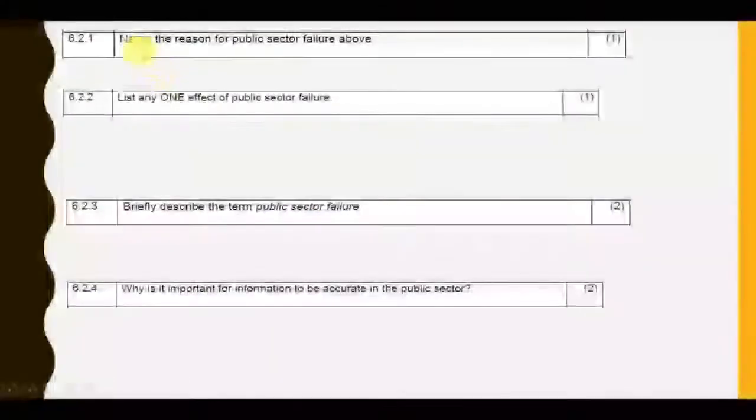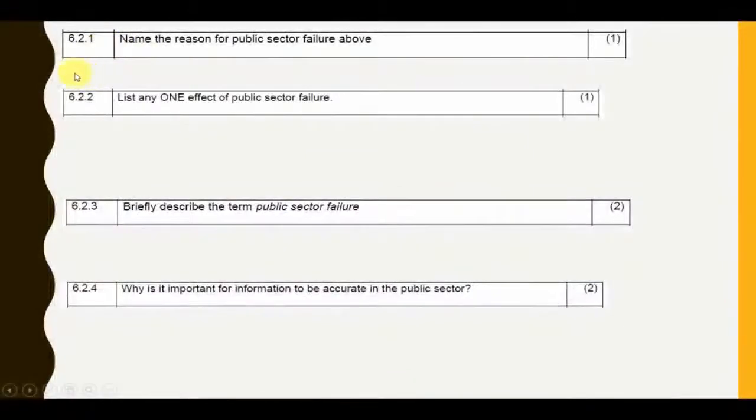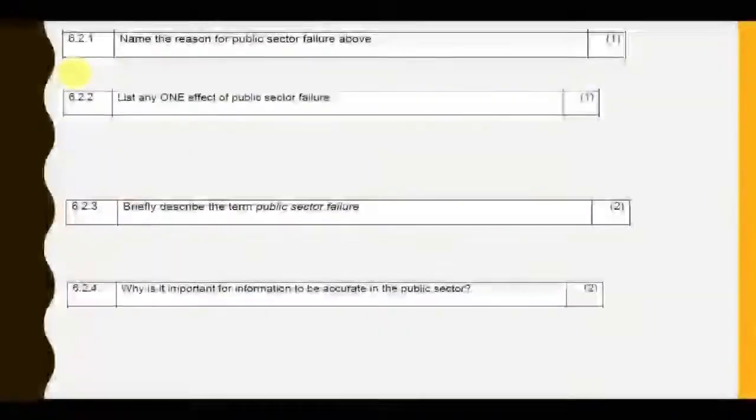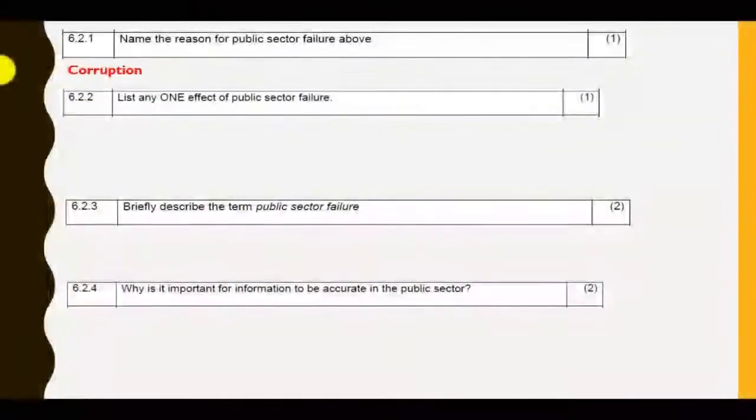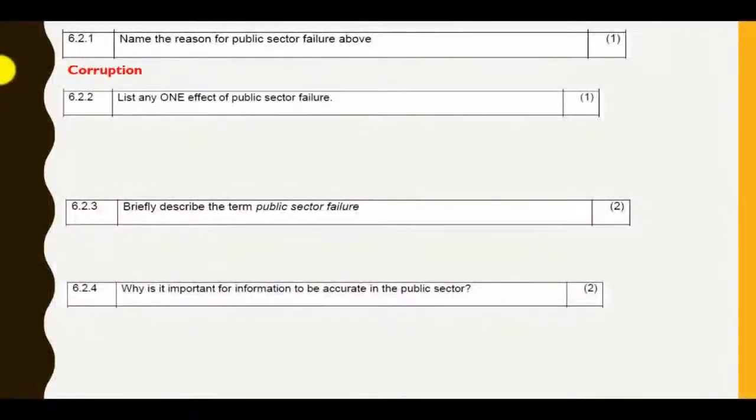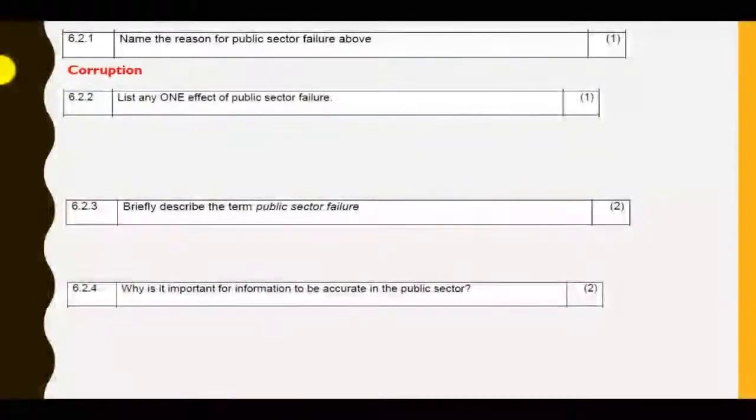So you need to think, who gave these guys the keys to the bank vault? I mean, you don't just walk into a bank vault or a vault in a company. So someone must have given them the keys. So therefore, the answer is corruption. Let's move that out the way. There we go. Right. What is one effect of public sector failure?